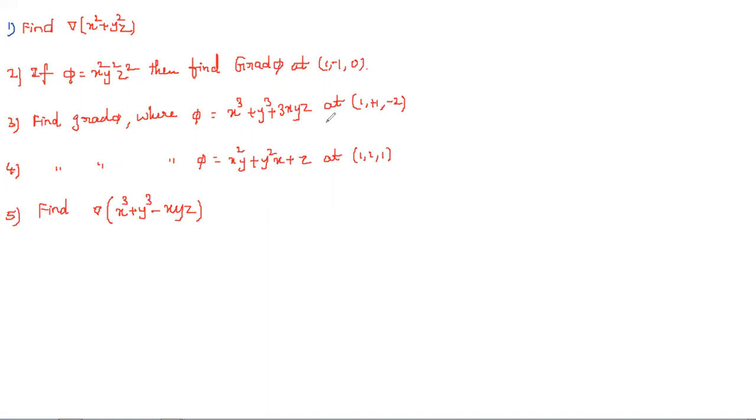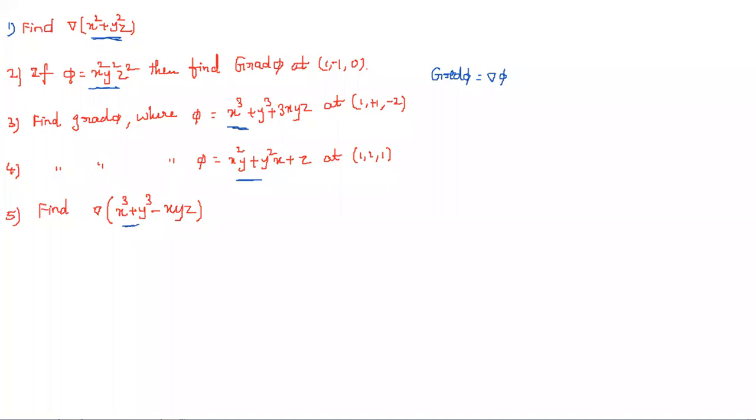See here, in word notation, we say grad phi or gradient phi, and the same in symbolic notation I will write as del phi. Here phi is nothing but a scalar function. They may ask the question in this way or that way. First one: find del of x square plus y square z. All of these are scalar functions, and for all of them we are applying del.